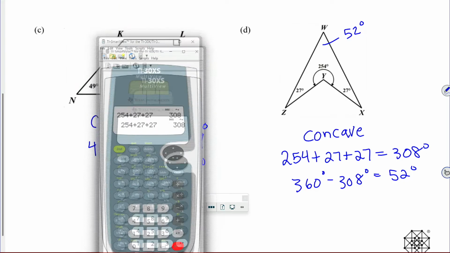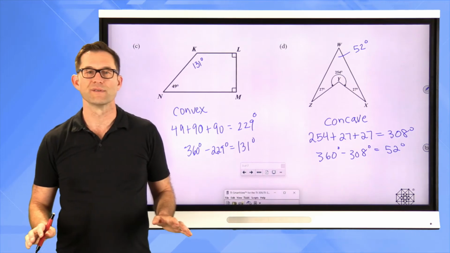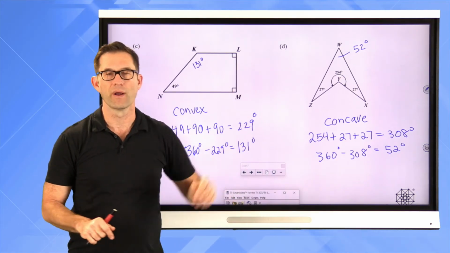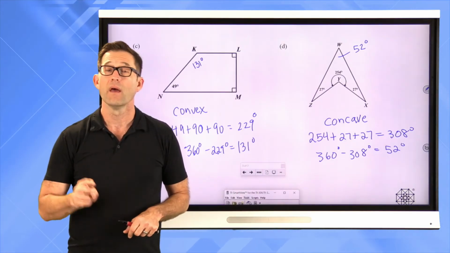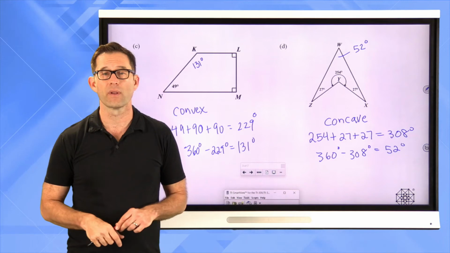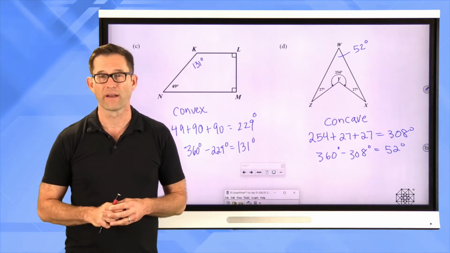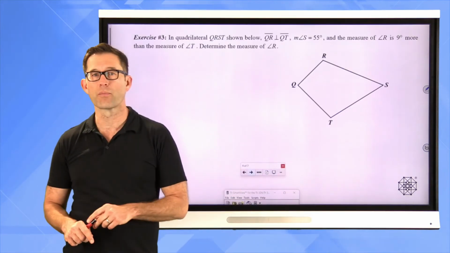52 degrees. All right. So that one really reinforces two concepts, that problem, right? One, the difference between a convex and a concave quadrilateral, and two, how to figure out missing angles of quadrilaterals when you have 3 out of the 4 angles. Let's play around with that last idea just a little bit more in one more problem.